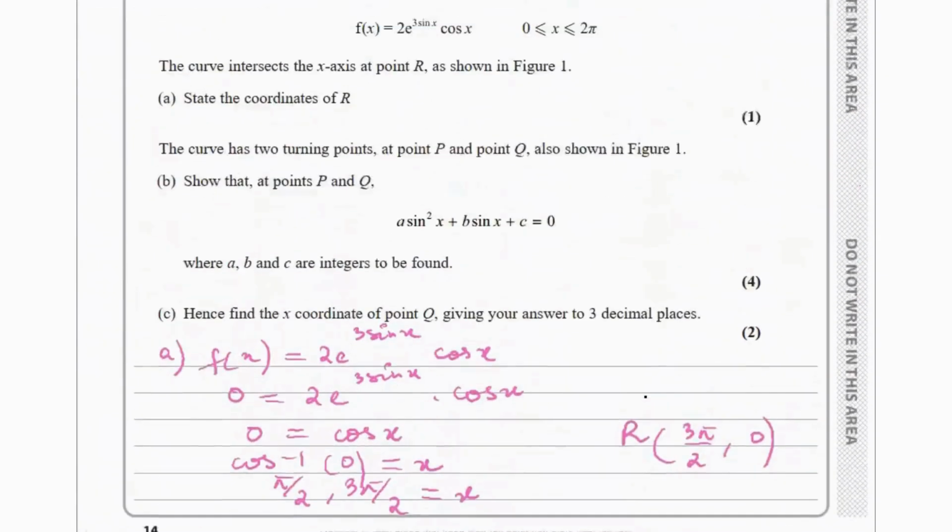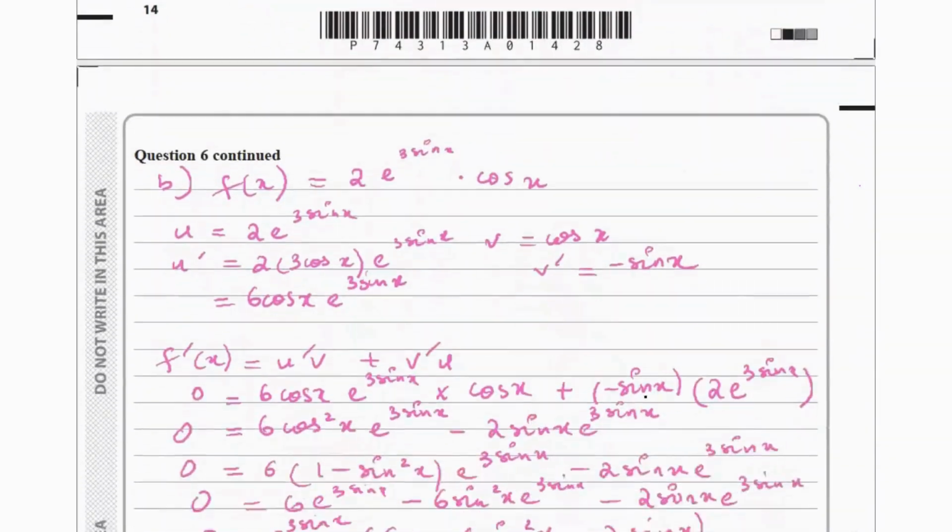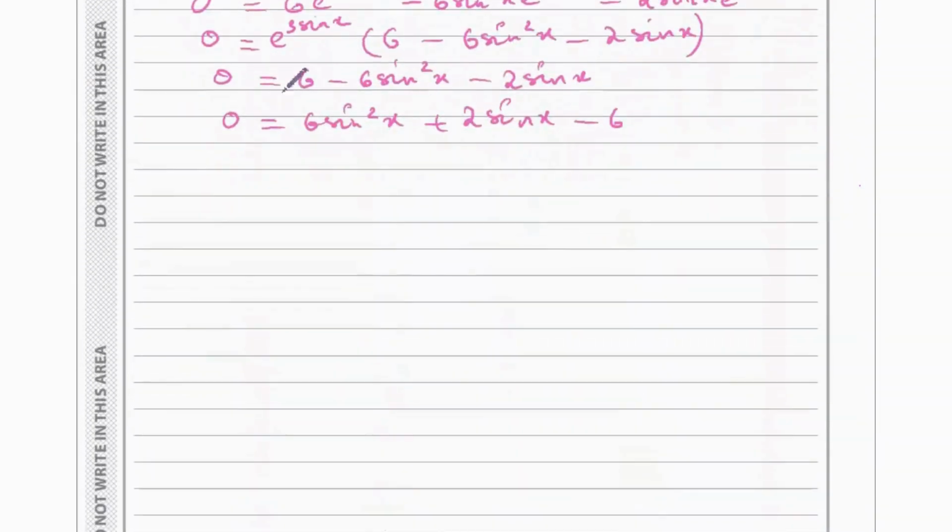Then, hence find the x coordinate of the point. You're giving an answer to 3 decimal places. So we're going to solve this quadratic equation. So I'm going to assume that sine x equals a. That's going to make my equation much simpler to understand. So 6a squared plus 2a minus 6.